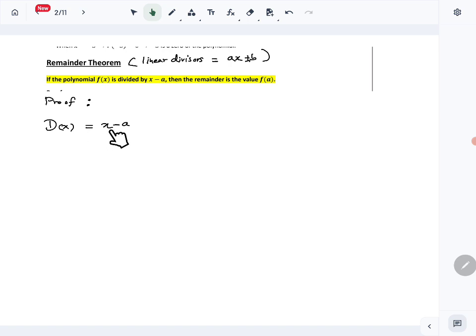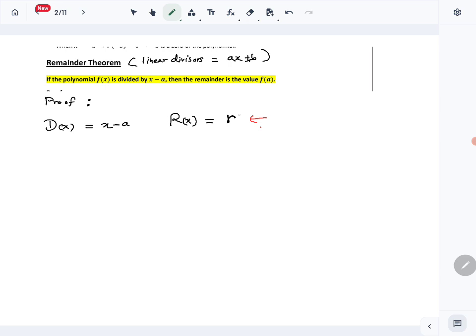The divisor is what? First degree, no? Then the remainder is 1 less than the divisor degree. So r of x is going to be what? Degree 0. Degree 0 is just a constant. So the remainder is going to be a constant. So we can take it as r. Now our objective is to show r is equal to f of a, right?